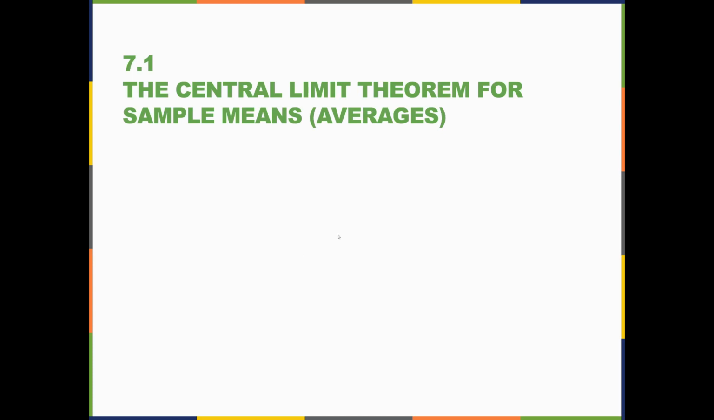Hi, and welcome to section 7.1, the central limit theorem. In this section, we're going to be talking about how if we do enough samples, we end up with a normal distribution again, basically.